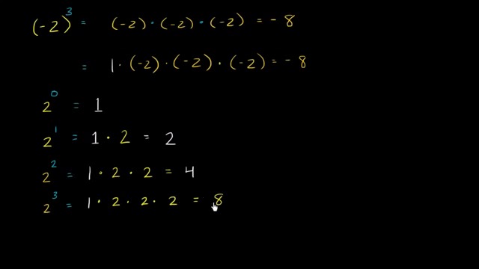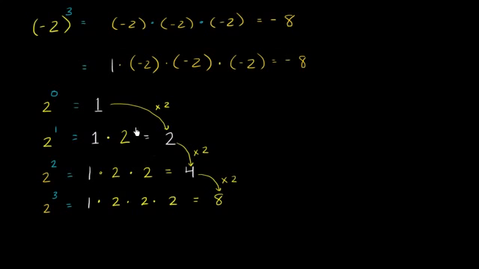And you probably see a pattern here. Every time we raise 2 to one more power, we are multiplying by 2. Notice this. To go from 2 to the 0 to 2 to the 1, we multiplied by 2. And then to go from 2 to the first power to 2 to the second power, we multiply by 2 again. And that makes complete sense because this is literally telling us how many times we are going to take 1 and multiply it by this number. And so when you go from 2 to the second power to 2 to the third, you're multiplying by 2 one more time.